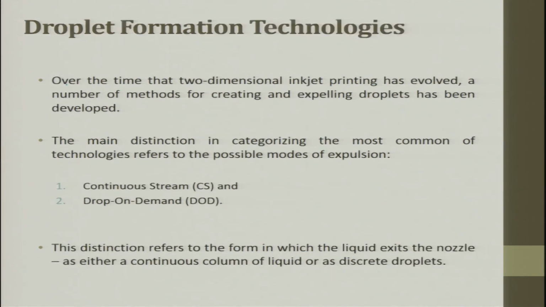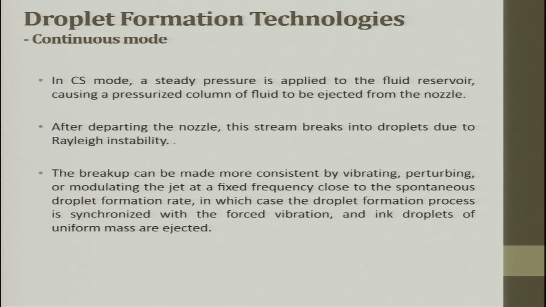Droplet formation technology. Over the time that two-dimensional inkjet printing has evolved, a number of methods for creating and expelling droplets have been developed. The main distinction in categorizing the most common technologies refers to the mode of expulsion. One is continuous stream, another one is drop on demand (DOD). This distinction refers to the form in which the liquid exits the nozzle, as either a continuous column of liquid or a discrete droplet. There are two modes, drop on demand and continuous mode. We are seeing continuous mode.